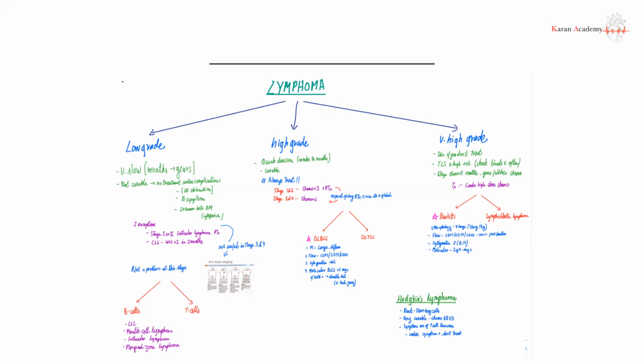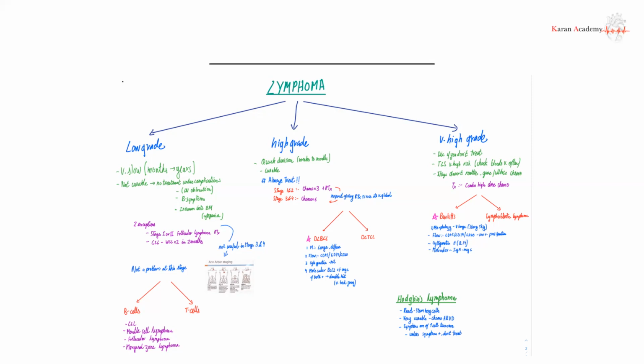However, if suddenly, and obviously we'll be doing regular FBCs on these patients, you see a doubling of the white cell count in a short period of time, you should commence treatment. With high-grade lymphomas, always treat them. The aggressiveness depends on the stage. Stage 1 and 2, about 3 rounds of chemo and radiotherapy. Stage 3 and 4, you want to go something a bit more aggressive, so 6 rounds. And the main one you should know is diffuse large B-cell lymphoma.